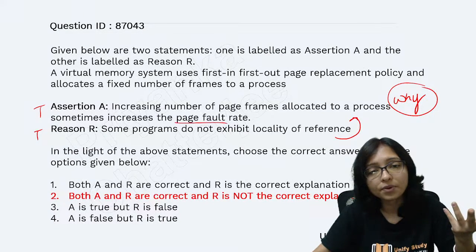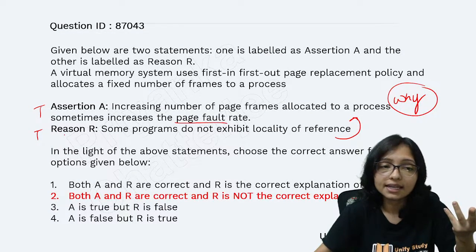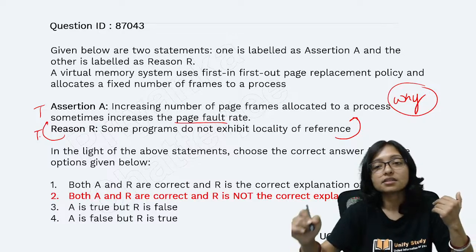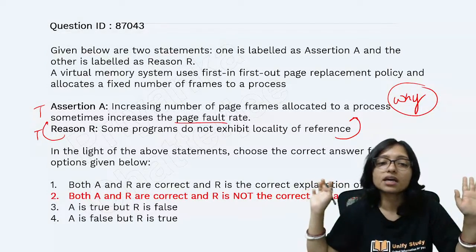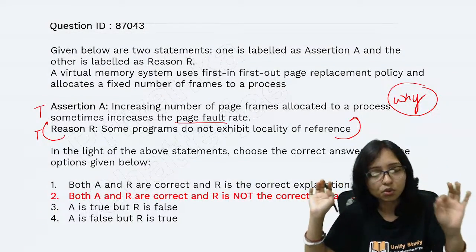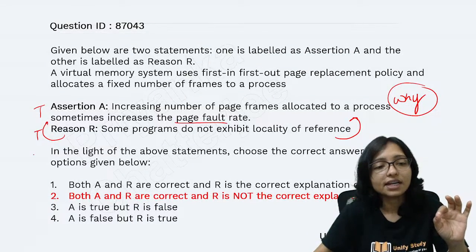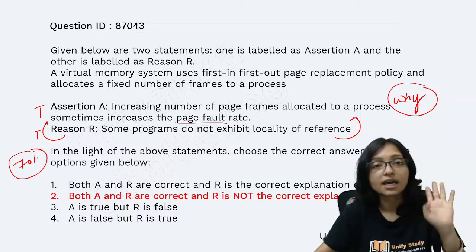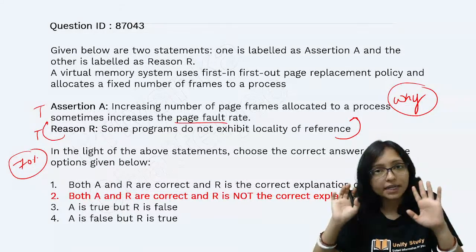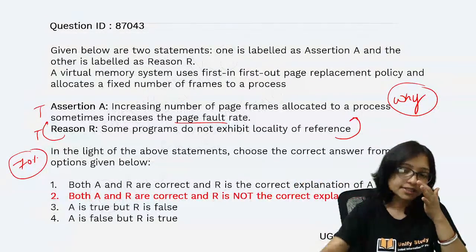So this is a separate statement. You are not getting any supportive document in the reason, and that's why it is not the correct answer. Assertion reason is most popular, and 70% of the time the answer is both are true but not the correct explanation. So please be careful about that.